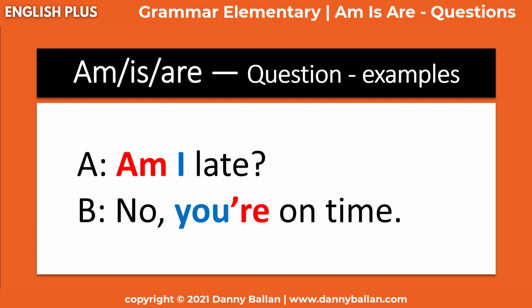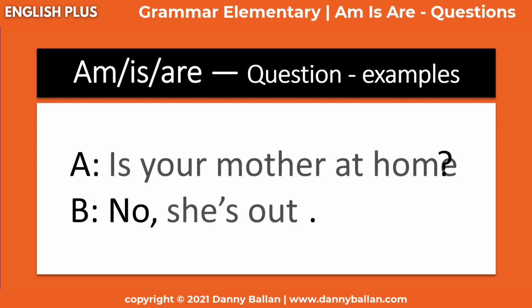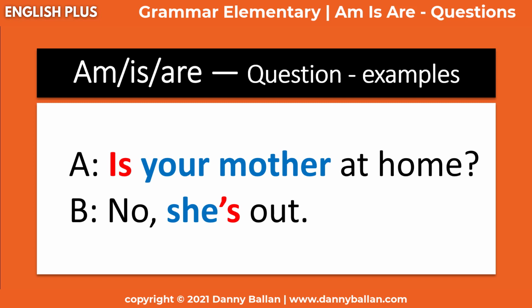And now let's take a look at another example. Is your mother at home? No, she's out. So here, take a look. We use is first before your mother because this is a question. Is your mother at home? And that is a question. The answer to that, no, she's out. She is out. So we use is here after she because that is the answer. That is affirmative.